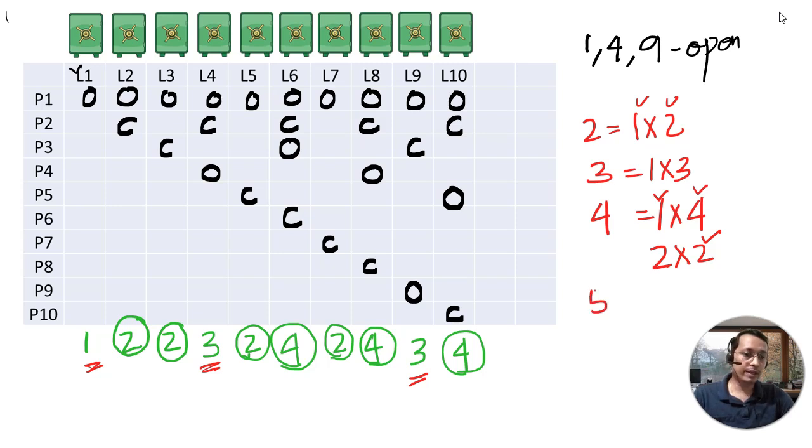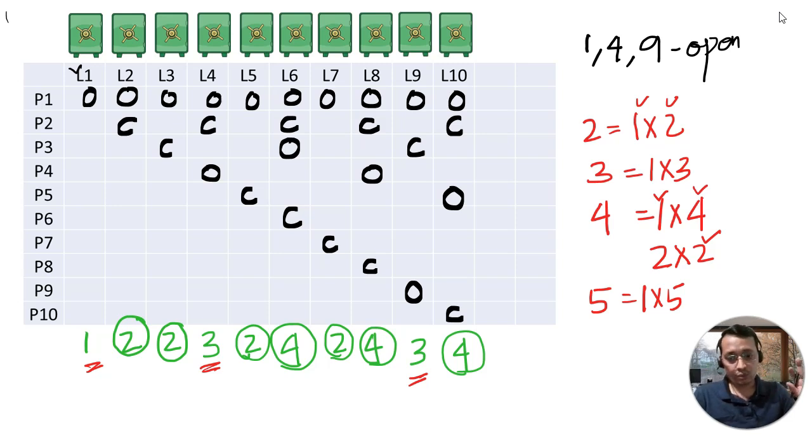Why? Because 5, how can you write it? 1 multiplied by 5 is 5. That's all, right? So it has only 2 factors, so it is touched twice. Similarly, you can check for locker 6, locker 7, locker 8, locker 9 and locker 10.